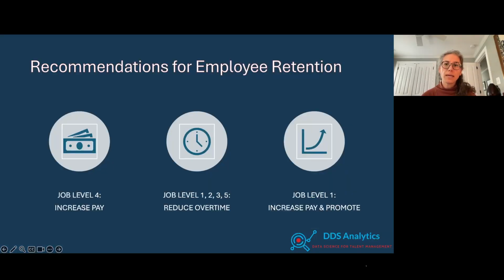So based on my analysis, I have some recommendations. I recommend increasing monthly pay for job level 4 workers earning less than 14,000. For the other job levels, a reduction in overtime. And for job level 1, prioritizing salary increases and advancement.